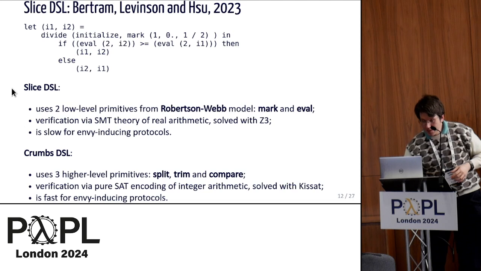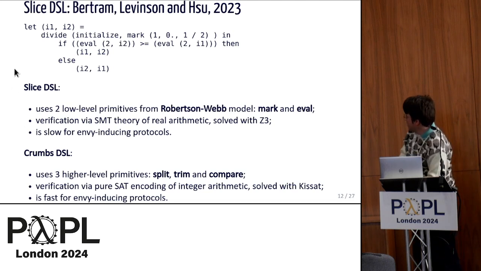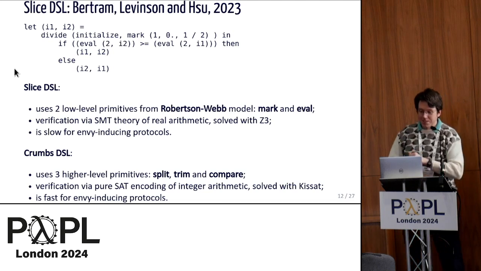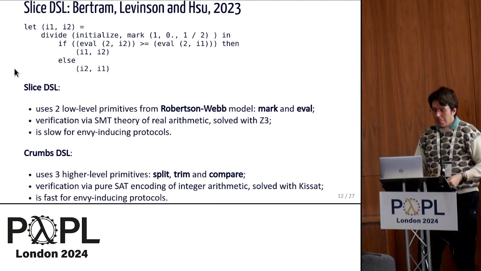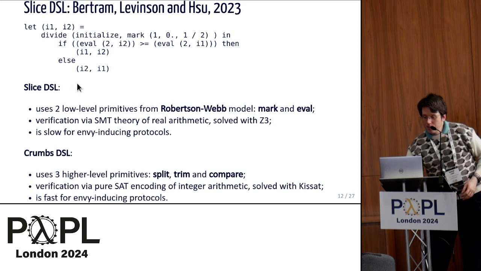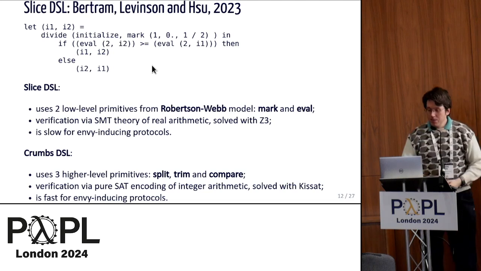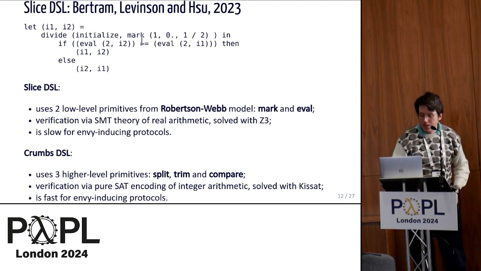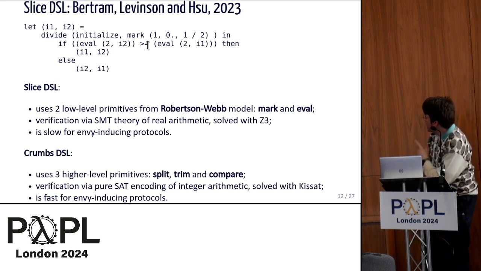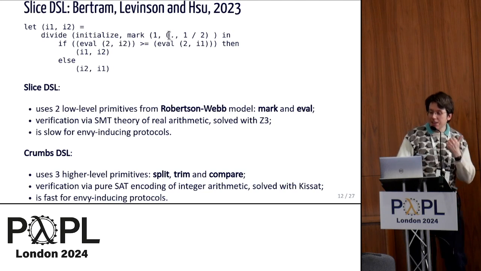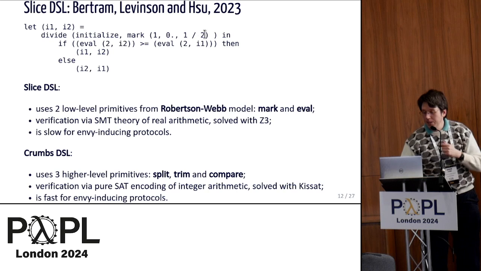Which brings us on to a previous DSL for cake cutting, presented at PLDI last year by Bertram, Levinson, and Su, called Slice. And this uses 2 low-level primitives from what's called the Robertson-Webb model. So this is one of the standard models of cake cutting. So these are the mark and eval primitives. So here we can see the cut and choose protocol in their DSL. Mark is saying agent 1 picks a slice starting at 0, which is the left end of the cake, that has a value to agent 1 of a half.